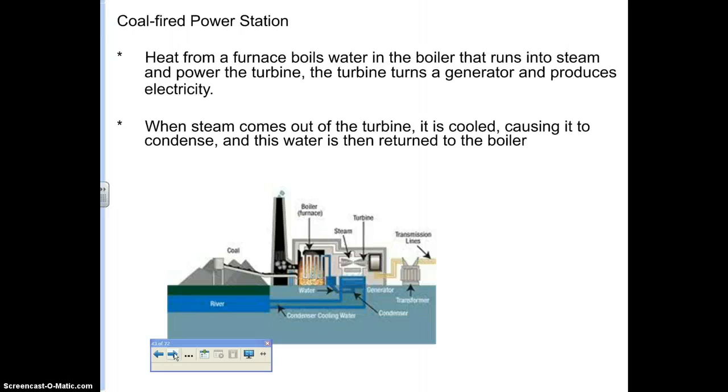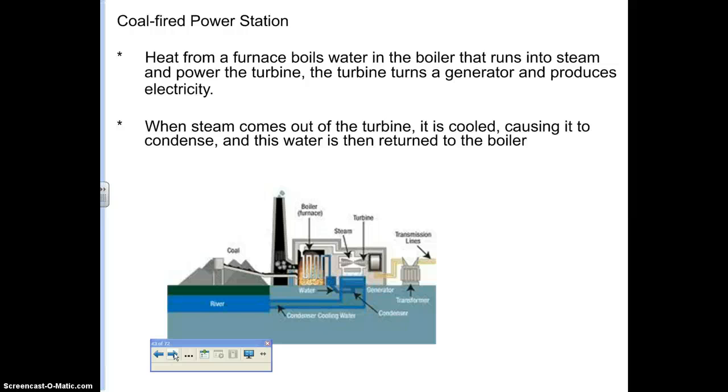Coal-fired power stations. Now we're going to look at coal-fired, oil-fired, and nuclear-fired power stations. Specifically coal-fired. Heat from a furnace boils water in the boiler that turns into steam, and then it powers the turbine, in which the turbine turns a generator that produces electricity. When steam comes out of the turbine, it is then cooled in a condenser. Once it condenses, this water is then returned to the boiler, and the system starts again.